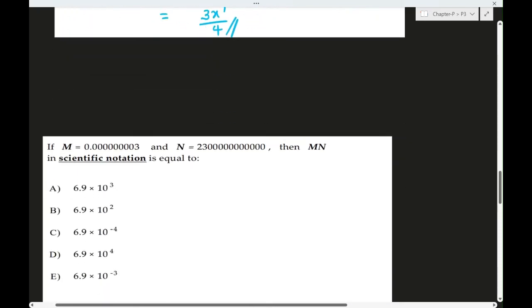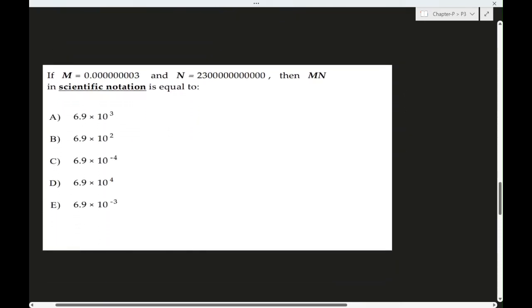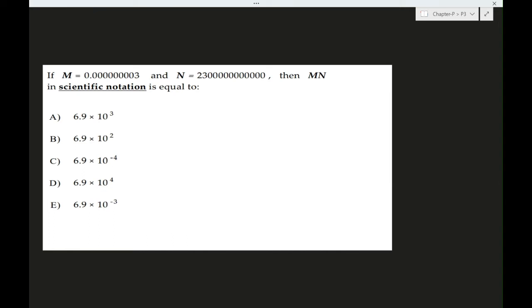All right. So now let's take questions on scientific notation. If you have m to be 0.00003, and you have n to be this large number, so you have a small number and a large number, you want to find the product in scientific notation.